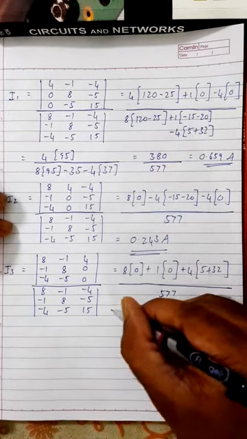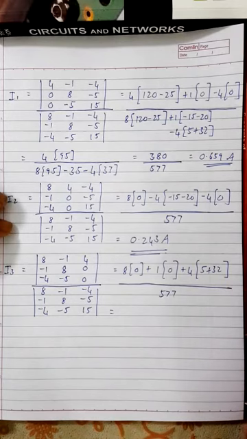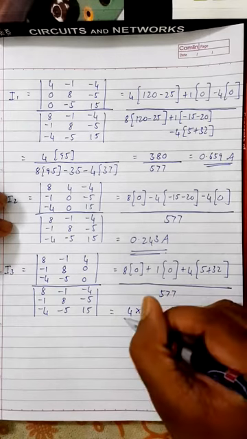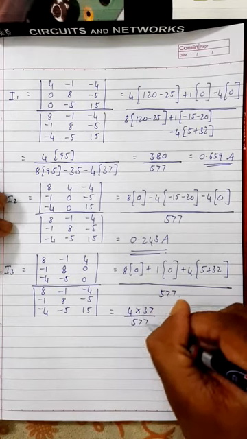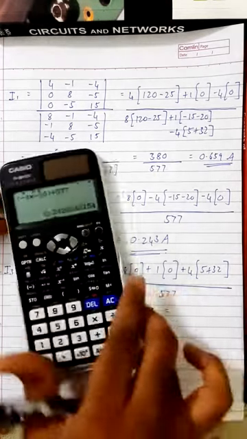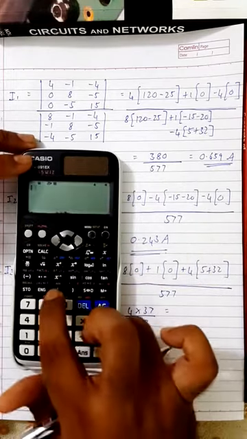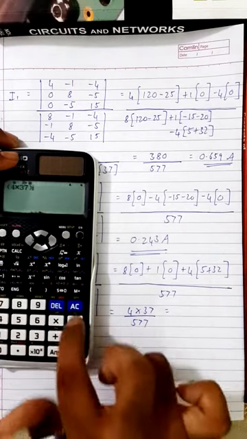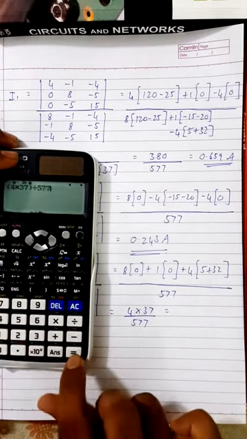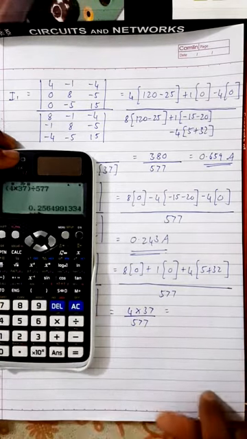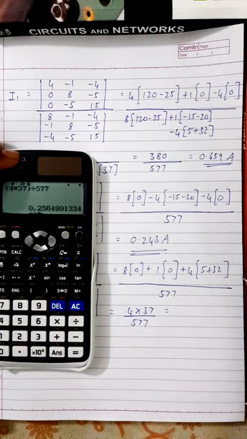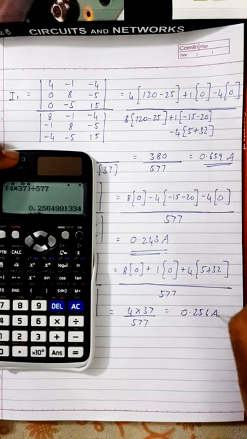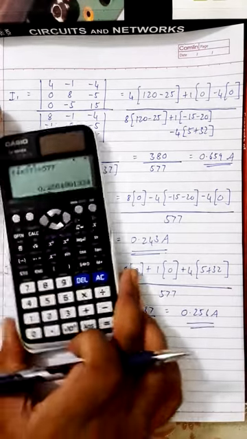So which means we have 4 into 37 by 577, which is equal to 4 into 37 divided by 577, which is 0.256 amperes. That is the value of I3.